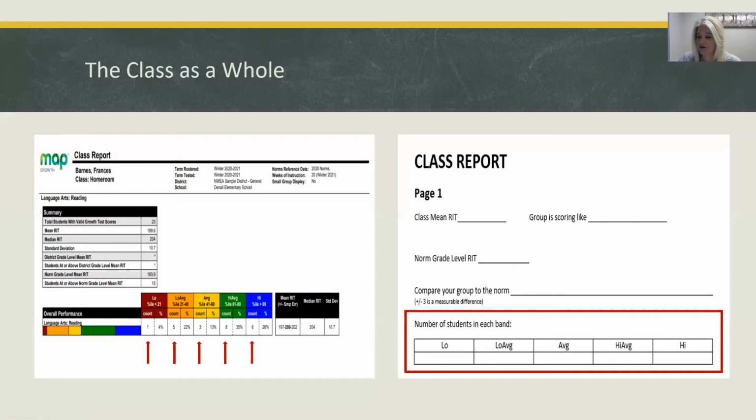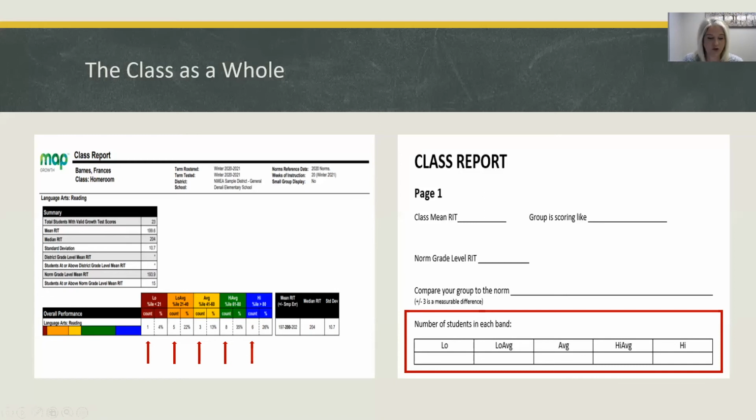And here at the norm grade level mean RIT, if this is ever a star, it usually means that you have more than one grade level in that class, and the system doesn't know which number you want them to pull from the chart. That happens a lot in high school. A lot of our high school sections will have stars there because you'll have multiple grade levels in one section. Okay, so this is page 1.